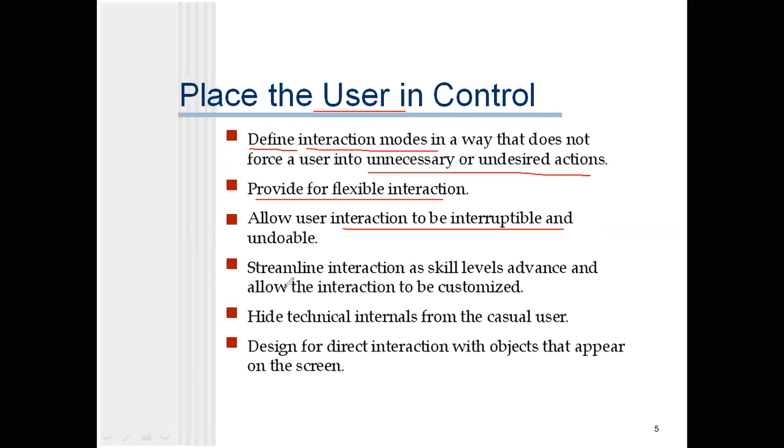Coming to the fourth one: streamline interactions as skill levels advance and allow interaction to be customized. Suppose we have some options that are automatically selected one by one, a sequence of options that perform repeatedly. Instead of doing that, some options may be selected.